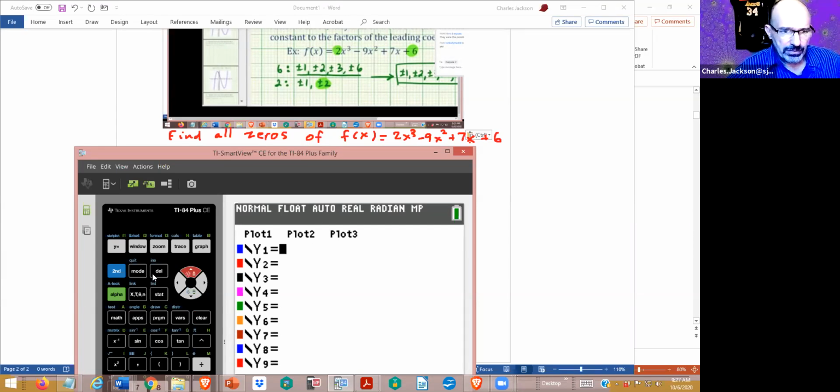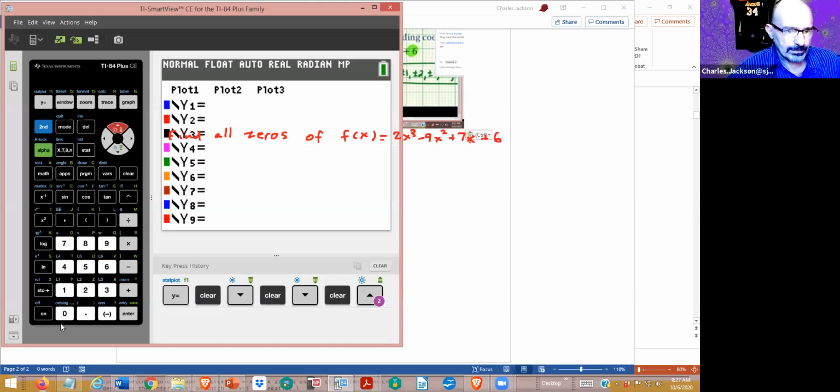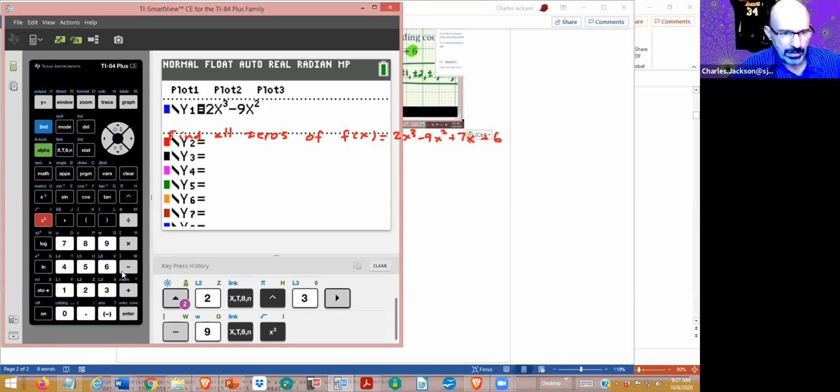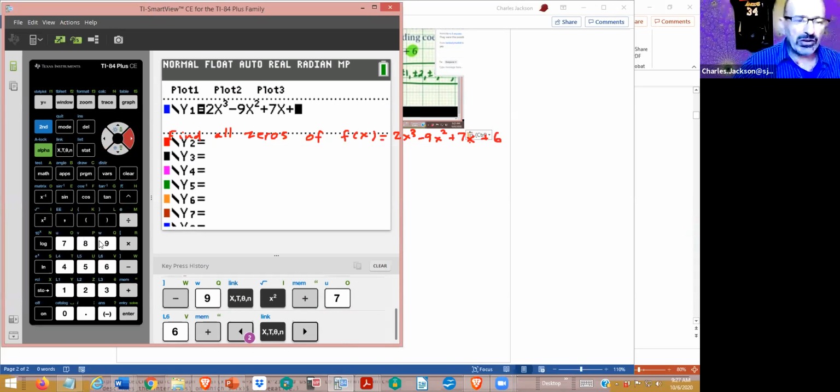Two x cubed minus 9x squared plus 7x. We can always back up and use the potential rational zeros, or find the potential rational zeros using the rational zeros theorem. We can always back up and do that if we need to. Okay.